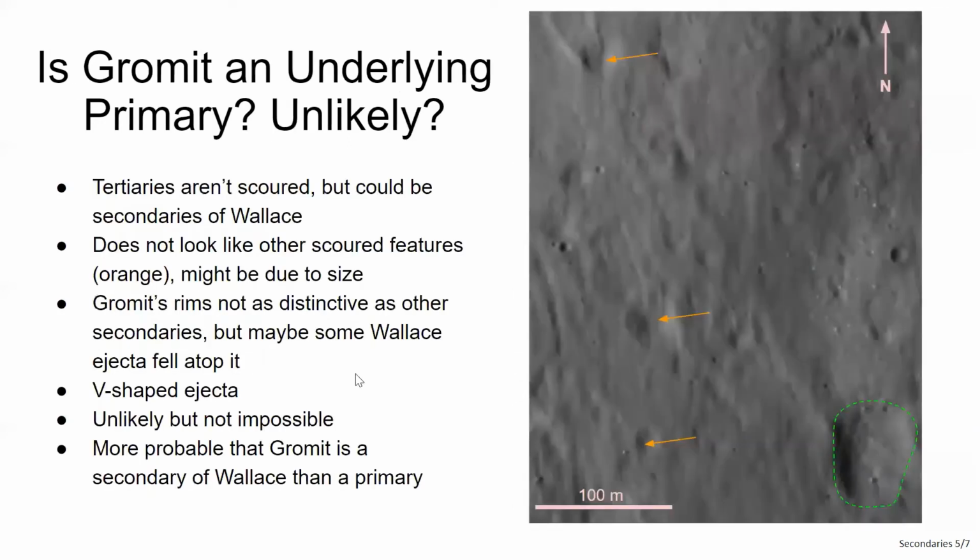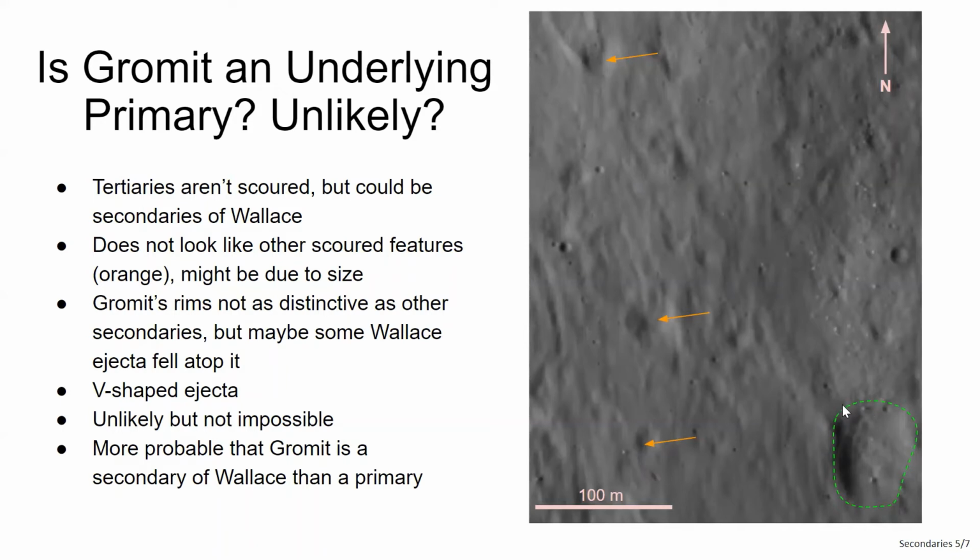Okay, well, is Gromit an underlying primary? This is a little bit more likely than the overlying theory, but it's still unlikely. The tertiaries aren't scoured. They don't have a scoured appearance, but that could just be because they're very small secondaries of Wallace itself. It doesn't look like other scoured features in the area, here, here, and here, but it might just be because Gromit is larger.